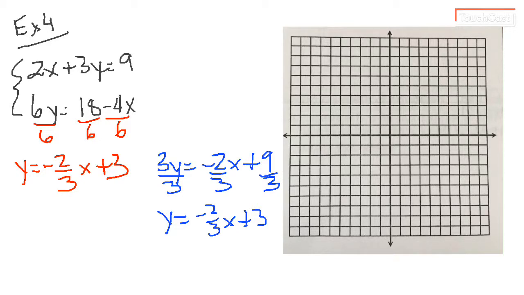So let's graph them. We only have to graph it once. So we're going to go from our origin up 3, and then we're going to go down 2 and right 3 to find our next spot. We can connect the dots with the straight edge. Now, when the lines are the same, every single point is where they cross. So in this case, we say we have infinite solutions.